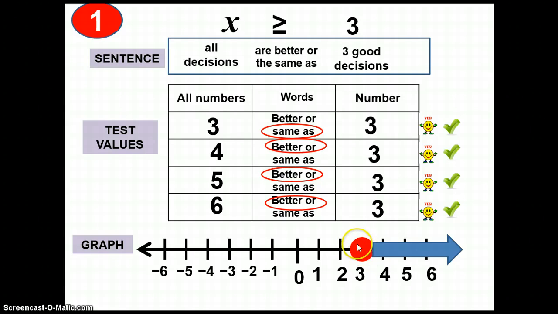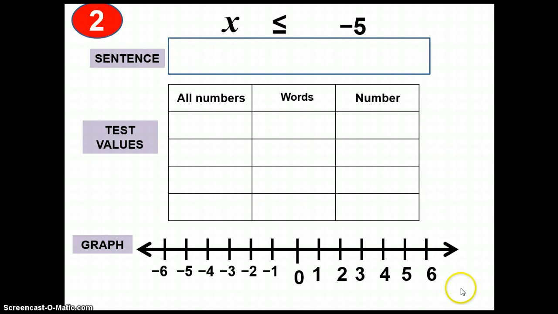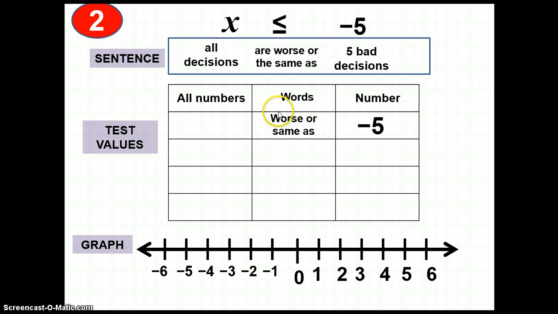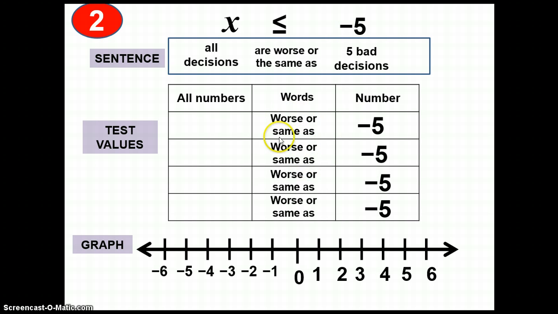So I'd graph it as a circle and a line going to the right. Try another one. Let's say I have all decisions that are worse than or the same as 5 bad decisions. So we're going to be comparing, it can either be worse or the same. We're going to start with -5. Now, is -5 worse or the same as -5? It's the same as, right? So I'm going to put a dot on it.